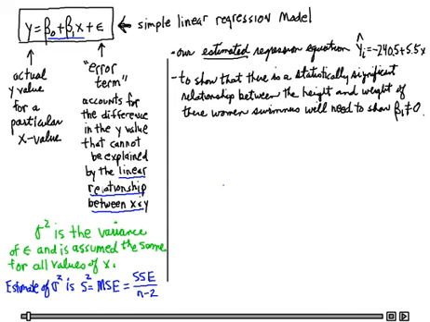Okay, in this part of the analysis we're going to check to see if we can show statistically that there's a significant relationship between the two variables that we're studying, the height and weight of women swimmers. There's two tests for this. One is a t-test and the other is an f-test. In this part we're going to run an f-test.